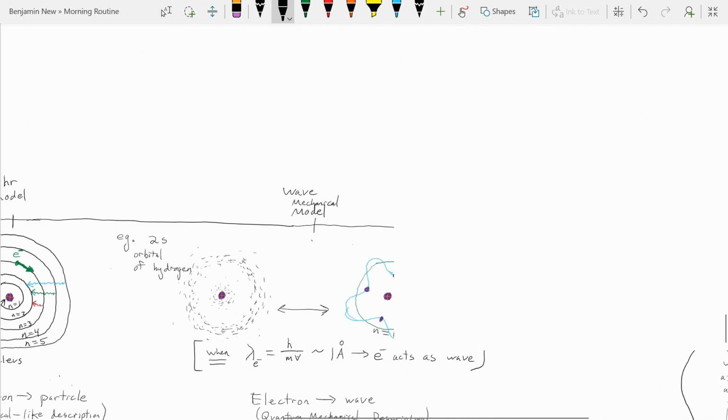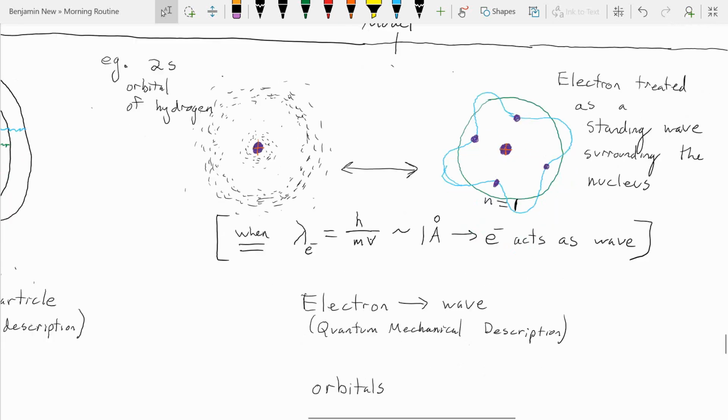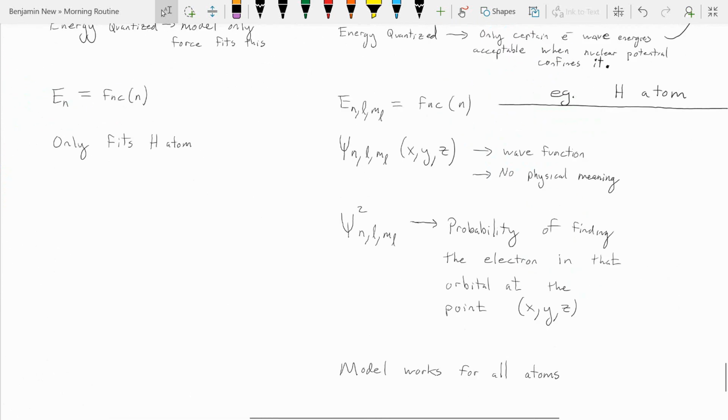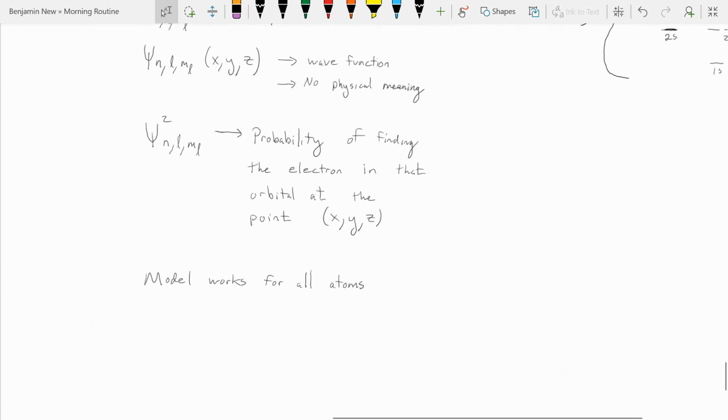So essentially what I'm plotting up here in the top left is psi squared for the 2s orbital, or the n is equal to 2, l is equal to 0 orbital. So all this stuff is essentially the probability. So that is what's more important than just the wave function.